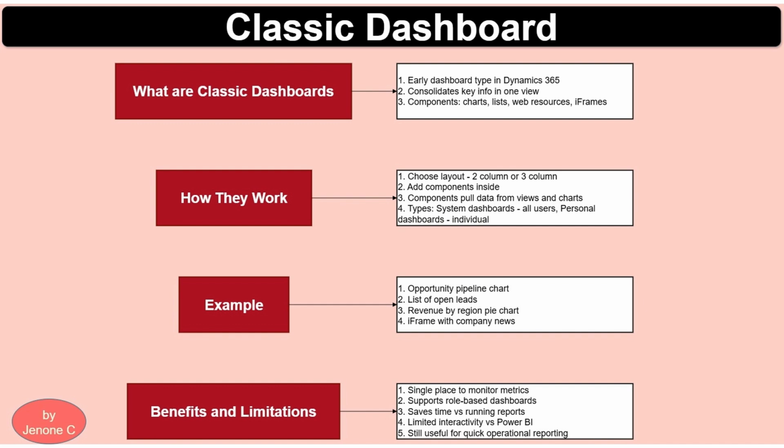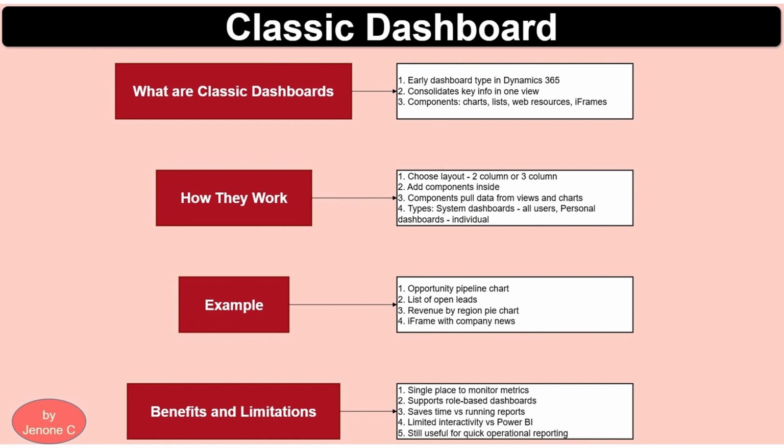Basically there are two types of classic dashboards. One is a system dashboard and the other one is a personal dashboard. A system dashboard is visible to everyone and managed by admin users, and on the other hand we have personal dashboards, which are created by individual users for their own use.